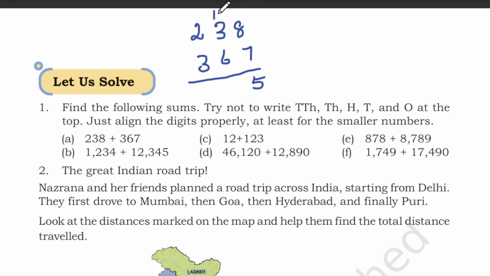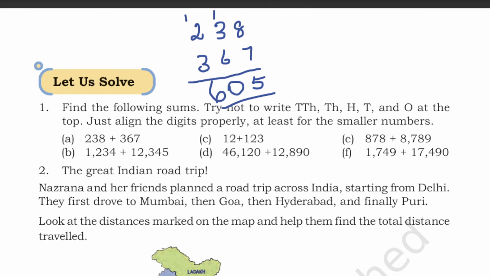3 plus 1 is 4. 4 plus 6 is 10. So 0, and 1 goes to the hundreds place. Next, 2 plus 3 is 5, 5 plus 1 is 6. So how much do we get when we add 238 plus 367? It's 605. Okay, next.